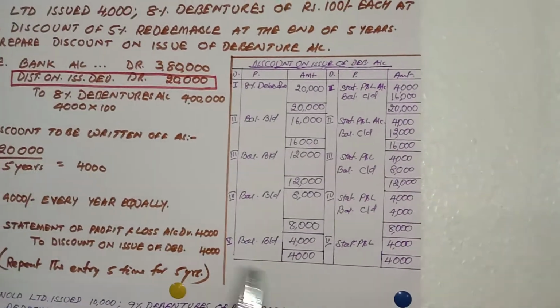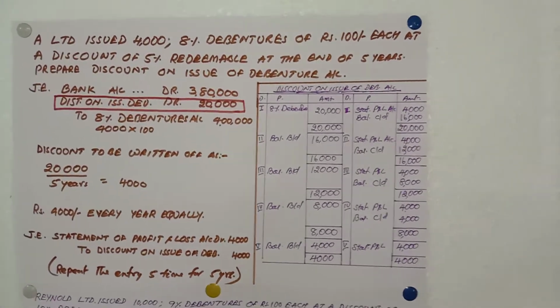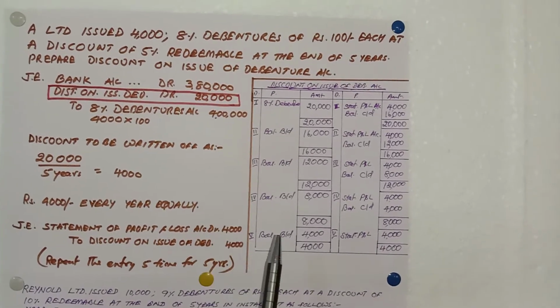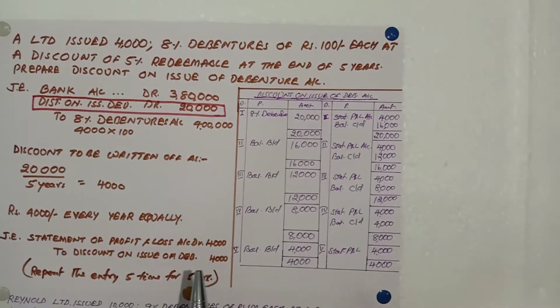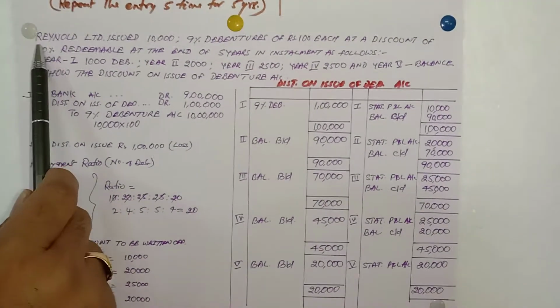So I can say the loss which was incurred on issue of debentures is being adjusted in 5 years of time with equal installment. I have taken another example of the question.